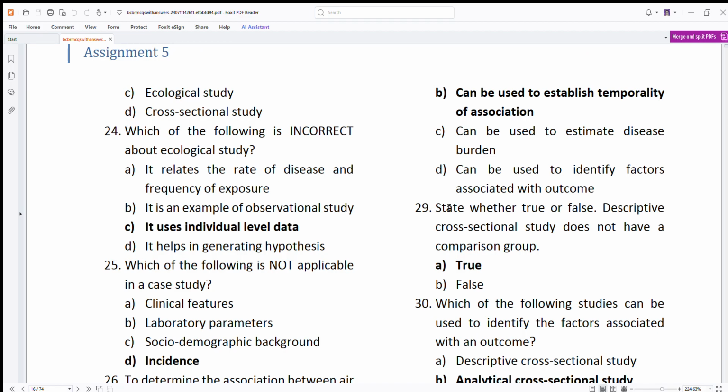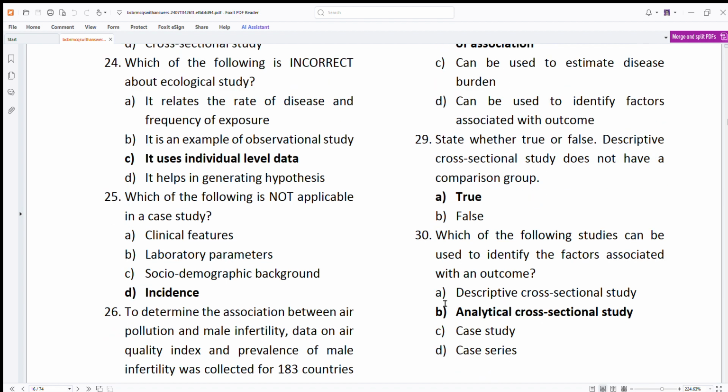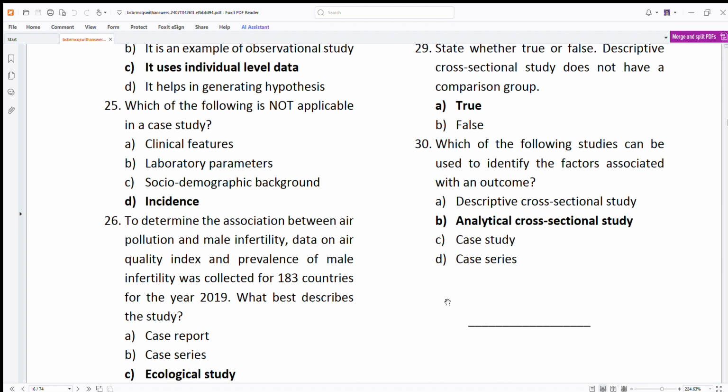That's why. State whether true: descriptive cross-sectional does not have a comparison. That's true. Which of the following studies can be used to identify factors associated with an outcome? Analytical. Comparison, wherever there is comparison, it is analytical.